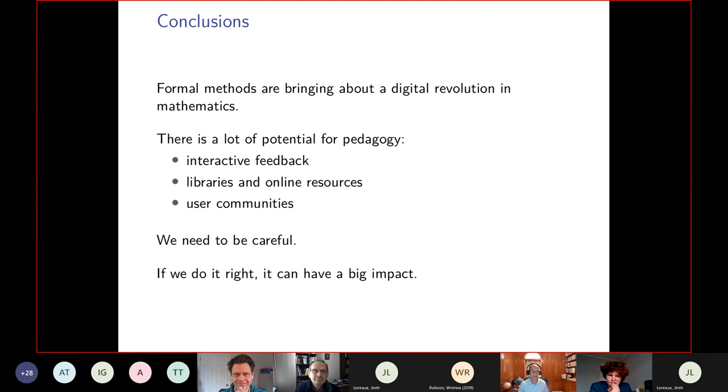So, conclusions. I've made the case that formal methods are bringing about a digital revolution in mathematics. I think, in the years to come, they will have an effect on the way we do mathematics. But even setting that aside, I think specifically for pedagogy, there's a lot of potential.